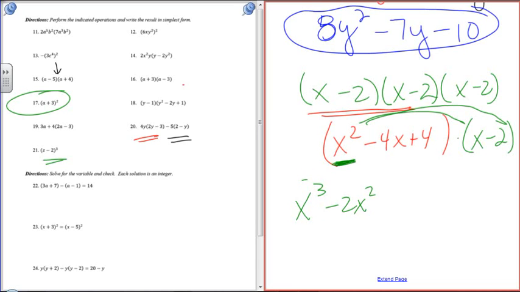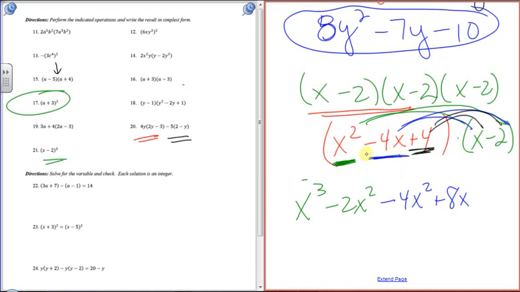Then I'll take this negative 4x and I'll distribute it twice, two hoops. First hoop gives me a negative 4x squared. Second hoop gives me a positive 8x. And then I'm going to take this last term and distribute it twice.